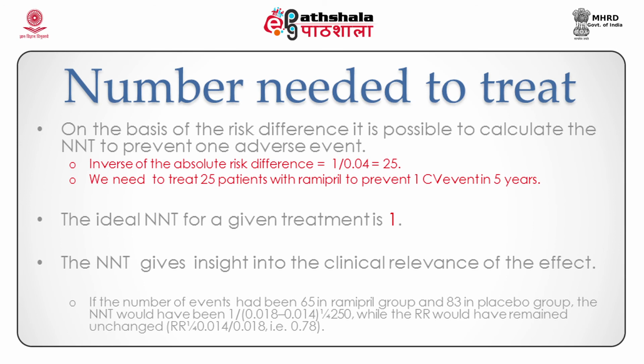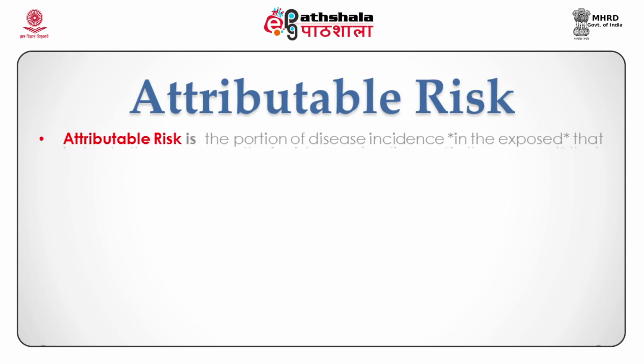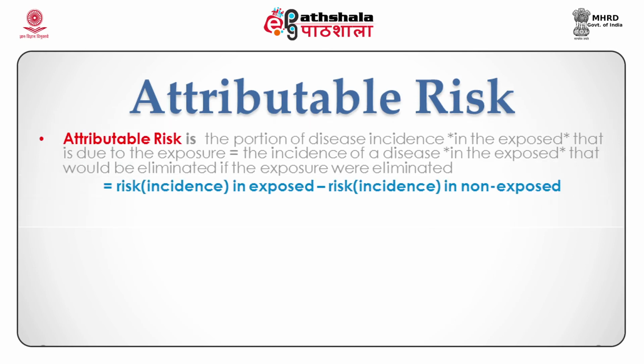Another related measure is the attributable risk. The attributable risk is the portion of the disease incidence in the exposed that is due to the exposure. That is, the incidence of the disease in the exposed that could be eliminated if the exposure were eliminated. It is measured as the risk or incidence in the exposed minus the risk or incidence in the non-exposed. Often we prefer to use this in the form of a percentage.